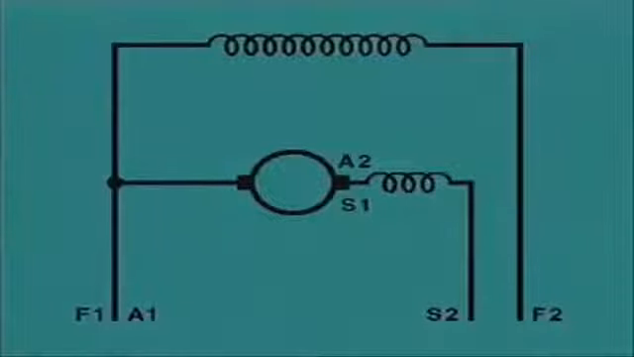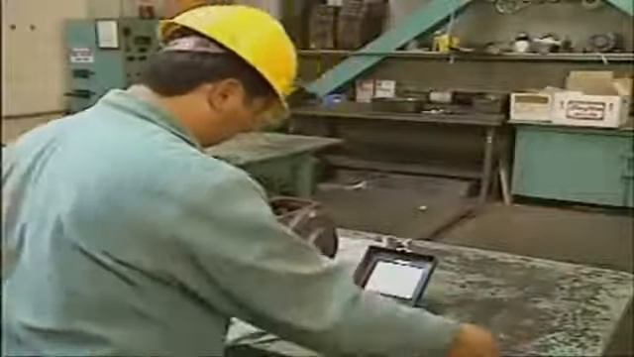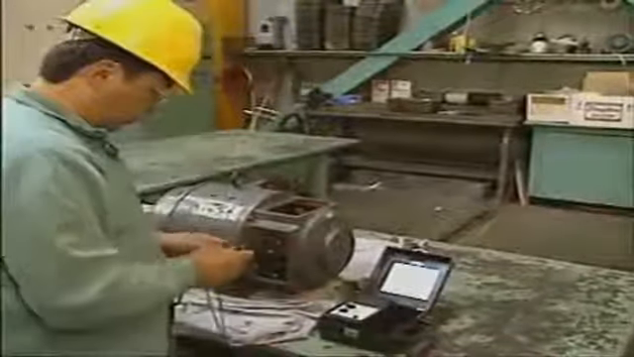For example, the compound motor represented by this diagram has three separate circuits: the series field, the shunt field, and the armature. Each circuit must be tested individually, and then each part in any grounded circuit must be tested separately. First, the electrician raises the brushes off of the armature to separate the three circuits. Then he uses the megohm meter to test each circuit separately.